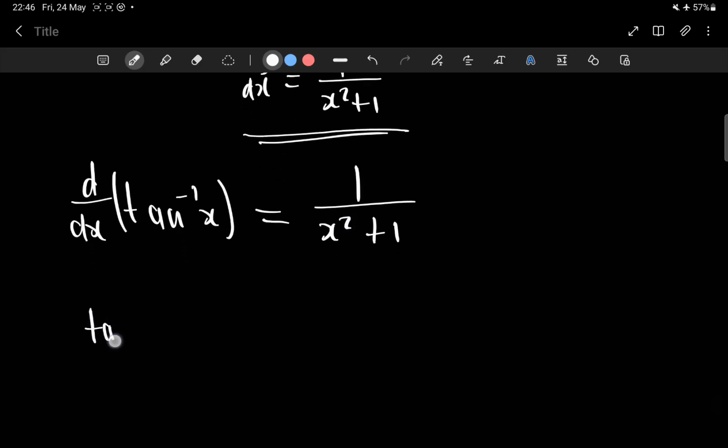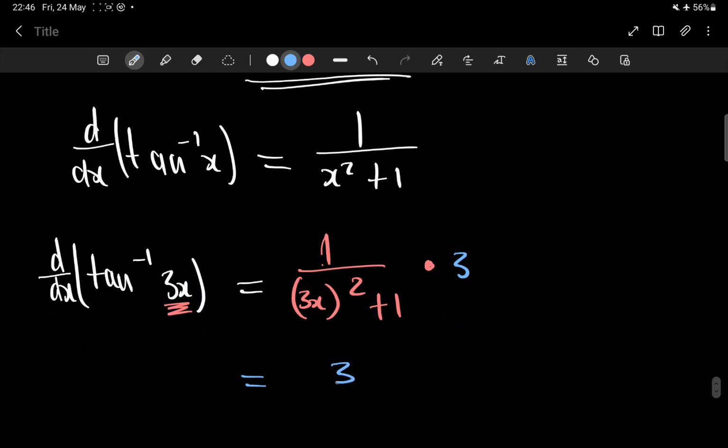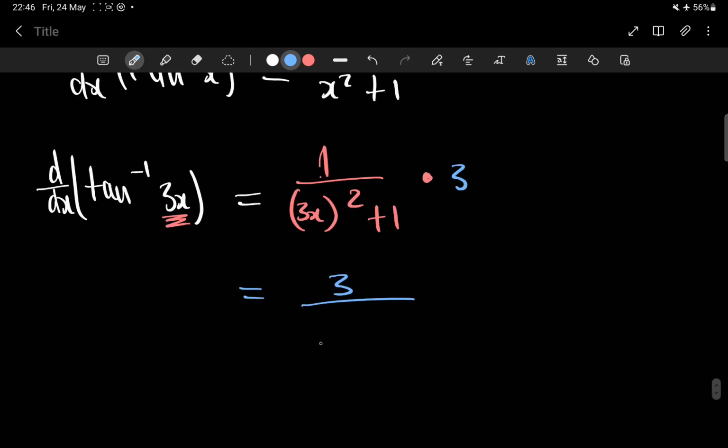Which means that if you were given, and you can get it more complicated, d/dx of tan inverse 3x, what would it be? What is our x now? Our x is now 3x. So it will be 1 over 3x all squared plus 1, because that's our new x, right? But then we must multiply by the derivative, since this is not an x, it's a 3x. What's the derivative of 3x? It's just 3. So it will be 3 over (3x) all squared plus 1.